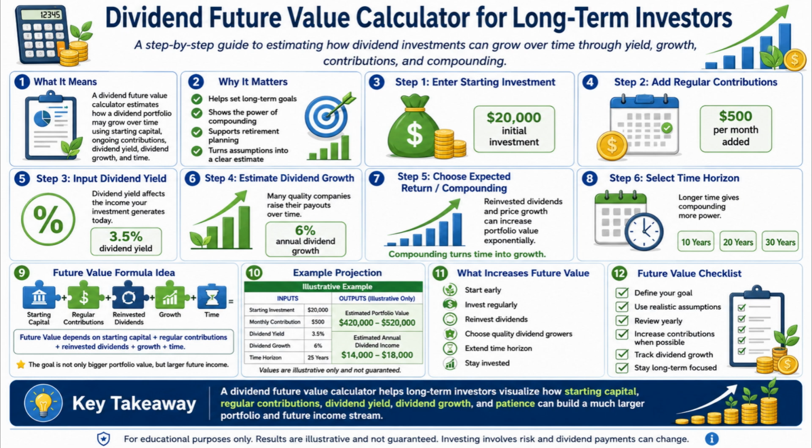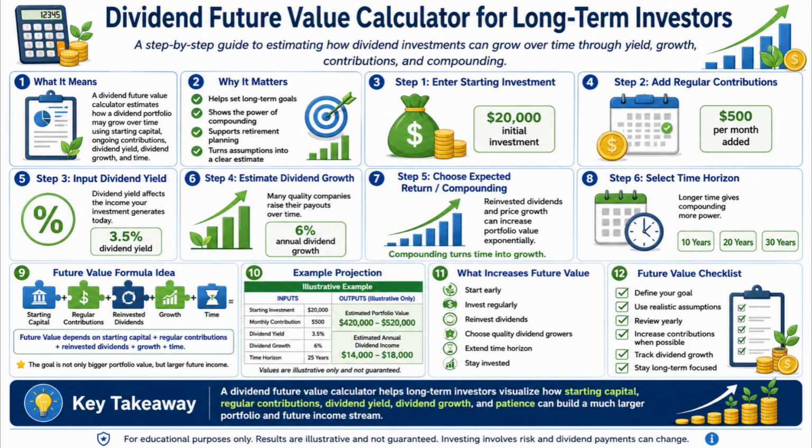At the same time, it is useful to know what increases future value. Starting early gives compounding more time, investing regularly keeps adding capital, reinvesting dividends strengthens growth, choosing quality dividend growers improves long-term potential, and staying invested through market ups and downs helps the plan continue working.